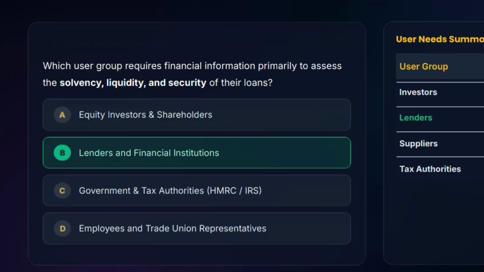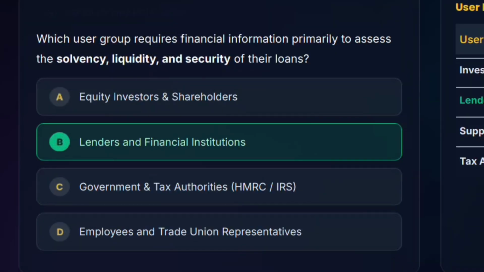Now look at question number 4. Which user group requires financial information primarily to assess the solvency, liquidity, and security of their loans? Here just think like a banker. If you lend money to a company, your primary focus is whether that business can generate enough cash flow to cover its interest and repay the loan on time.